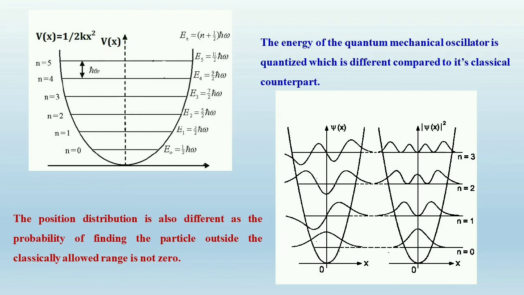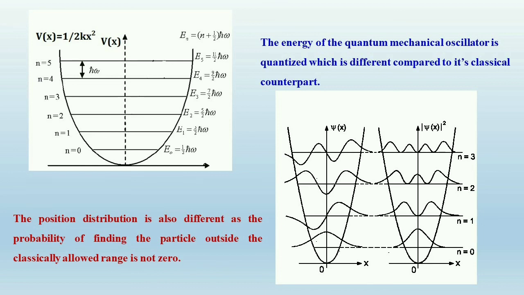Here we have plotted the energy states, that is, as we go up with the quantum number, n equal to 0, n equal to 1, n equal to 2, the energies E0, E1, E2 follow the relationship n plus half h cut omega, and the classical energy half kx square, which is parabolic in nature, is also plotted. Look here, all energy states are equally spaced by a difference of h cut omega. So from here we can infer that for the quantum mechanical oscillator the energy is quantized, which is different compared to its classical counterpart, where any value of energy was possible.